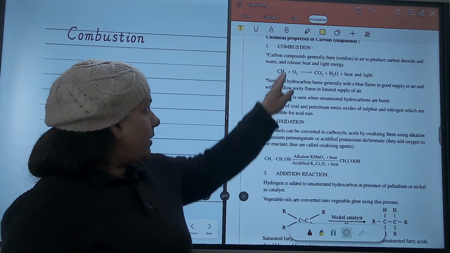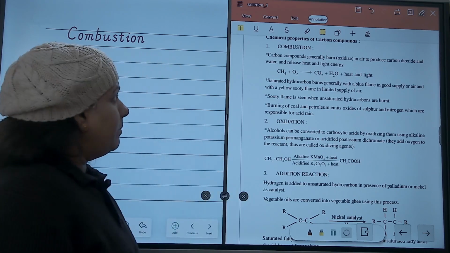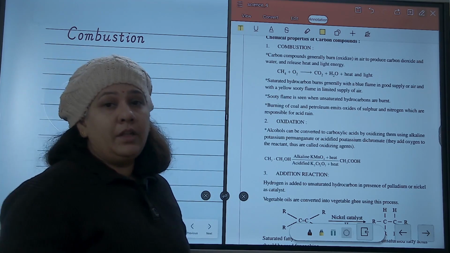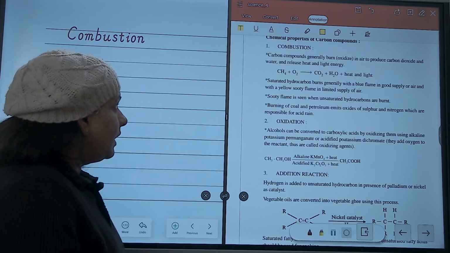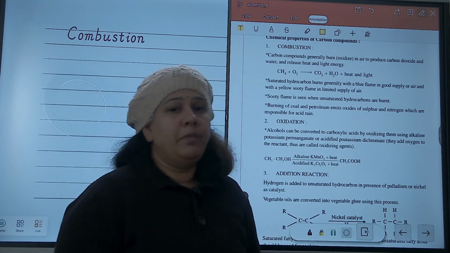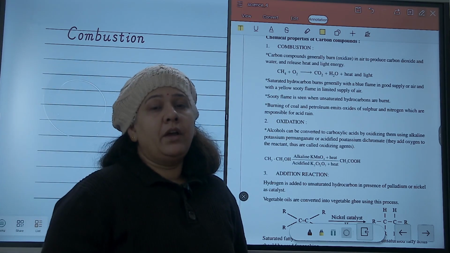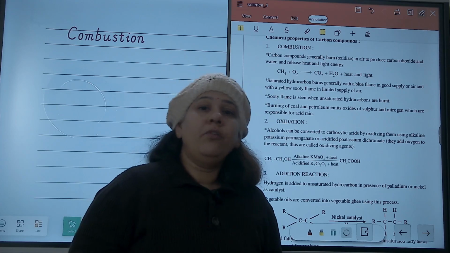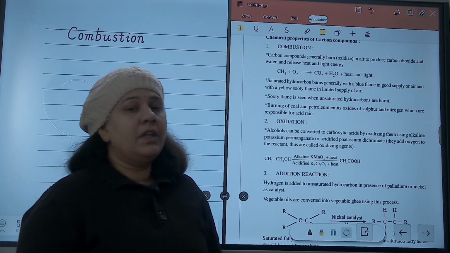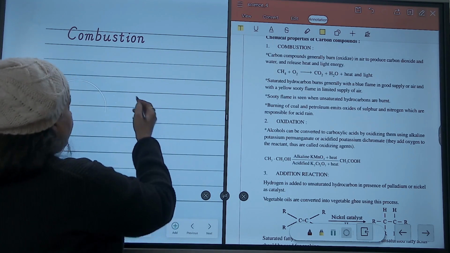Today's topic of discussion is chemical properties of carbon compounds. The first chemical property that we are going to discuss is combustion. Combustion means to burn anything in air. And we already know that most of our fuels are carbon based. These carbon compounds, when they are burnt in air, produce a large amount of heat and light. Hence, we can say these carbon compounds are also good fuel.